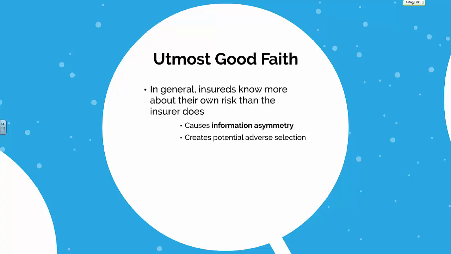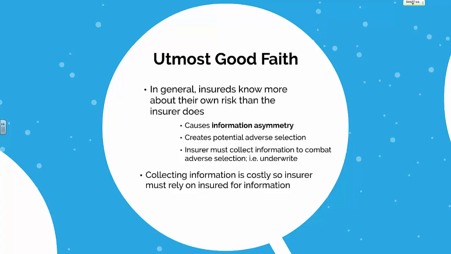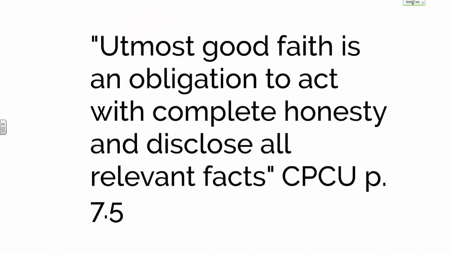In order to prevent adverse selection, an insurer must collect information to combat it, i.e., they must underwrite. The more information they collect from the insured, the more they know about the risk associated with that exposure. Collecting information, though, is costly, so the insurer has to rely to some extent on the insured for information. It can be extremely costly to even verify the information that the insured provides, so this creates a need for utmost good faith. Utmost good faith is an obligation to act with complete honesty and disclose all relevant facts.